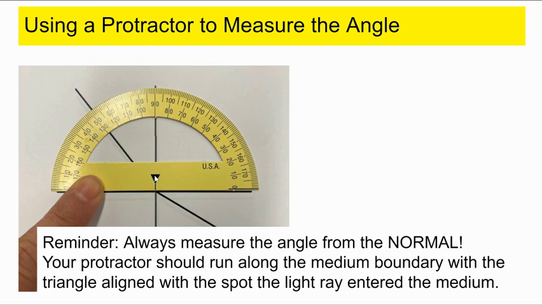And that the triangle, or the center of our protractor, is running along our normal, being the line perpendicular to the boundary between the mediums. So that means this should always run through 90 degrees. To measure our angle, we're going to be measuring from the normal. So if we start at 90 degrees, we're going to count backwards.